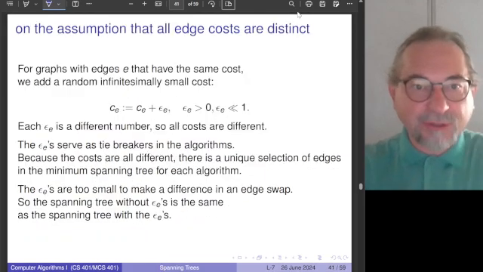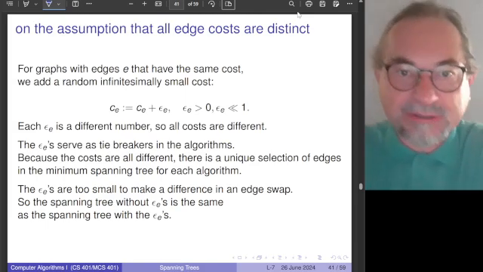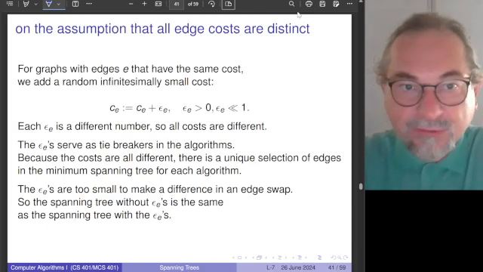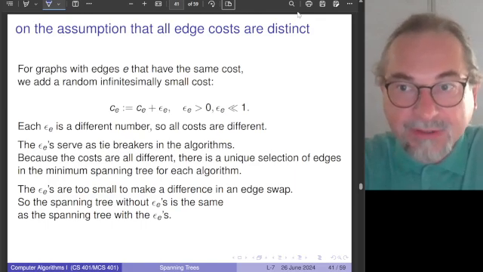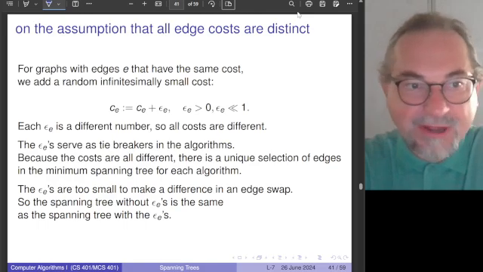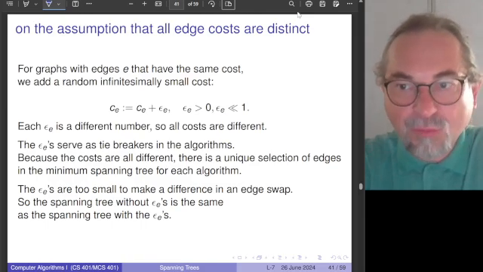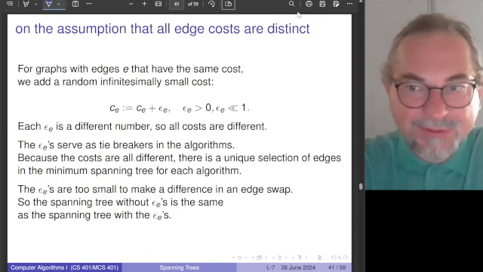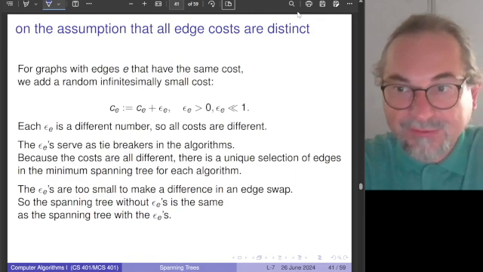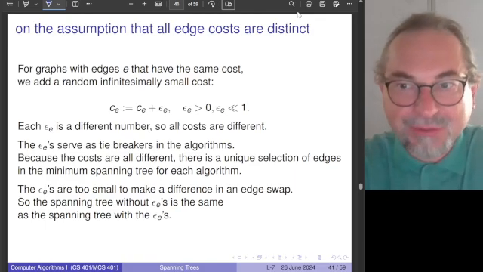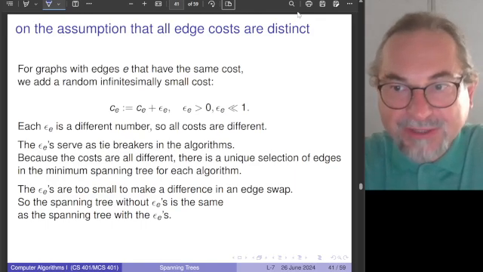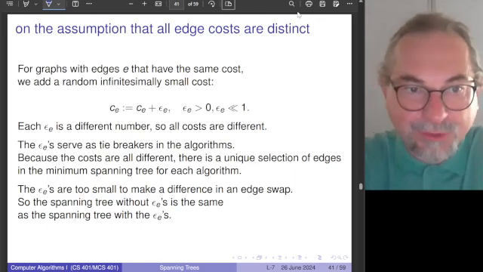So the assumption that all edge costs are distinct was critical to prove the optimality. So then the algorithms are not optimal if the edges all have the same costs. Well, actually, you could do a trick. You could add infinitesimally small costs. If you are familiar with numerical analysis, you should know the notion of machine precision, you pick numbers that are floating point numbers here.